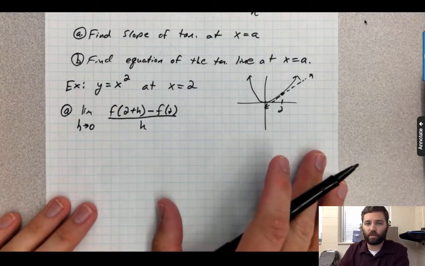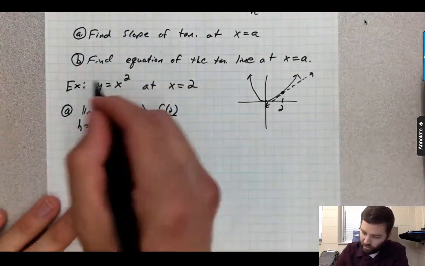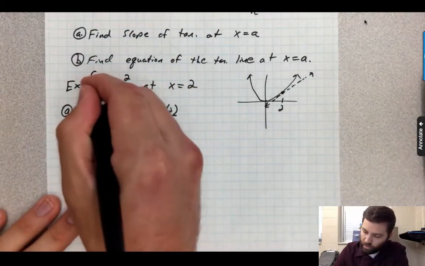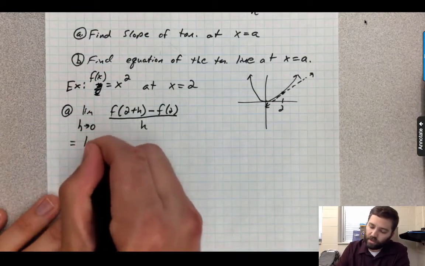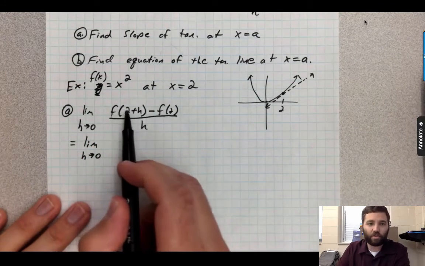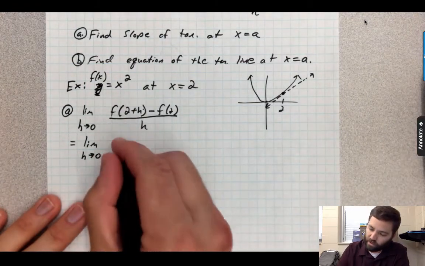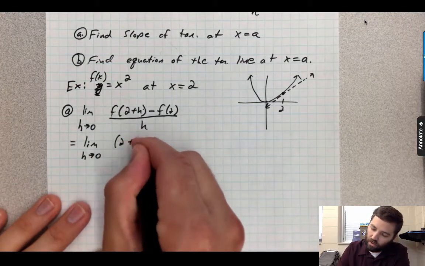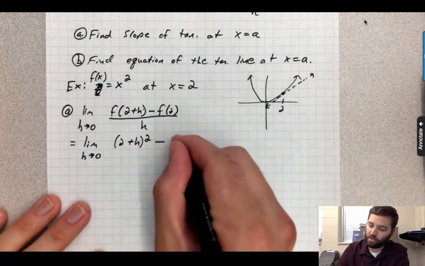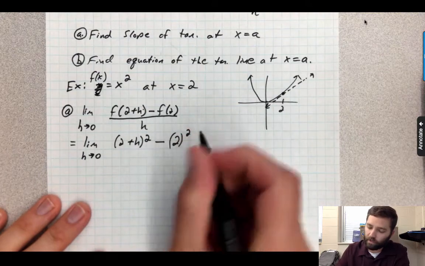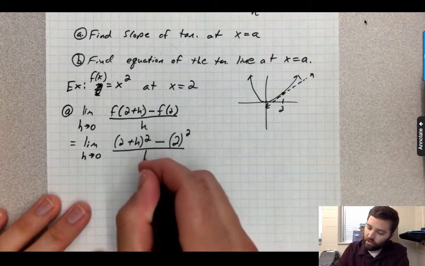And so you should ask yourself, well, okay, what is f of 2 plus h? Well, we know what f is, and you know what? Shame on me. I should have just used function notation here. We know that this is f of x, so f of x equals x squared. So I'm going to write this. The limit as h approaches 0 of f of 2 plus h. That means in place of x, I'm going to put 2 plus h. So it'll look like this: 2 plus h squared minus f of 2. Well, that is just 2 squared, right? If this is what f of x is, f of 2 is just 2 squared, divided by h.